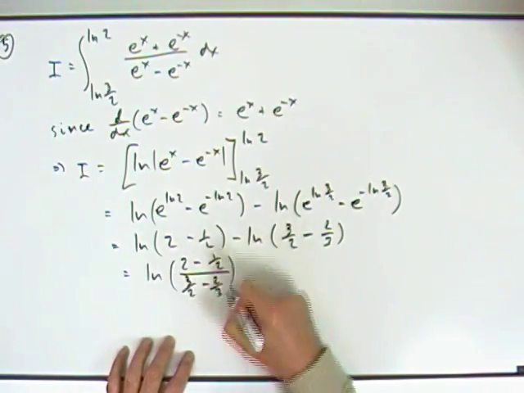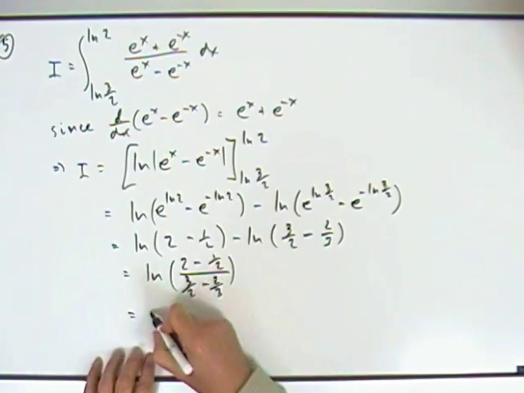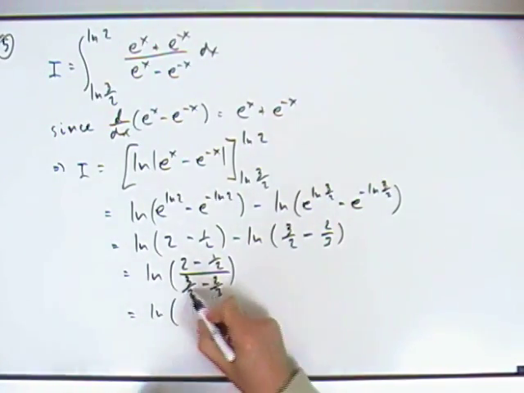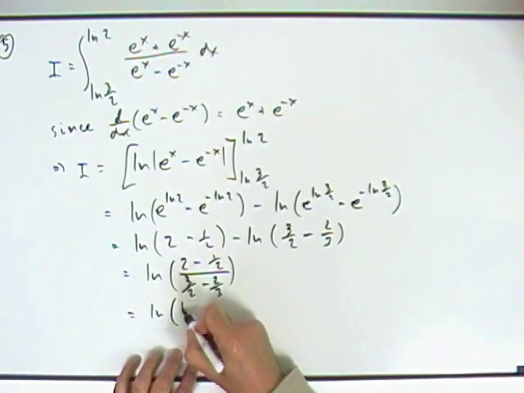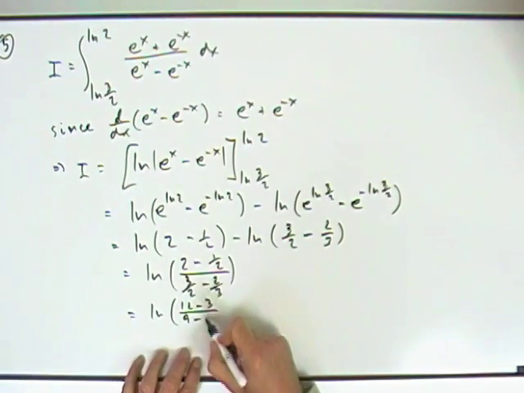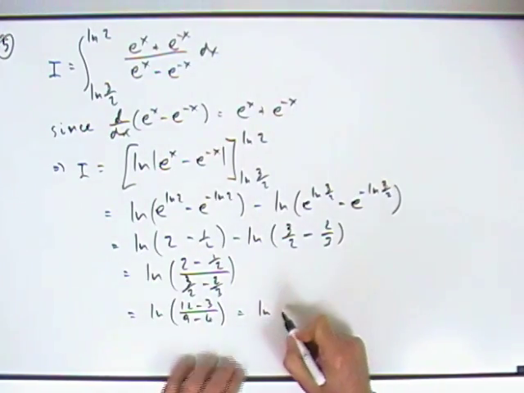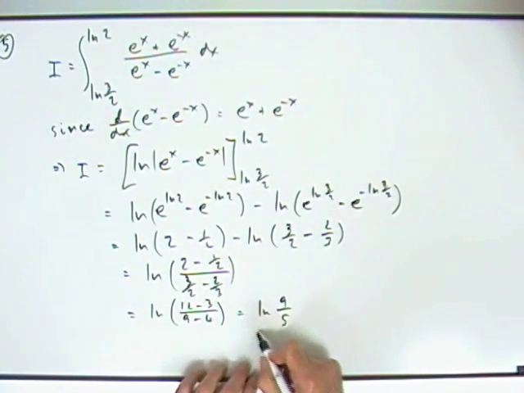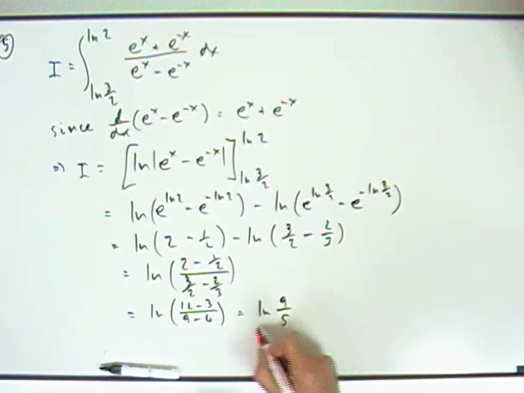minus 2/3, multiply everything by 6 to get rid of these fractions, so I'll have 12 minus 3 over 9 minus 4, which as before gives you 9 upon 5. For question 5.